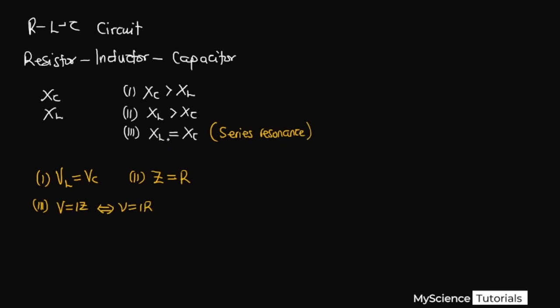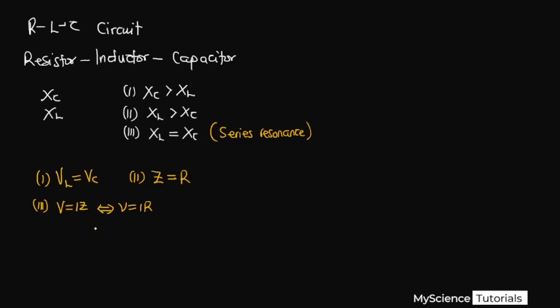So it means that these two are in phase, so they cancel each other out, and then just the resistance in that particular RLC series circuit becomes the only opposition to the flow of current. So your impedance will be equal to your resistance, as we stated over here.